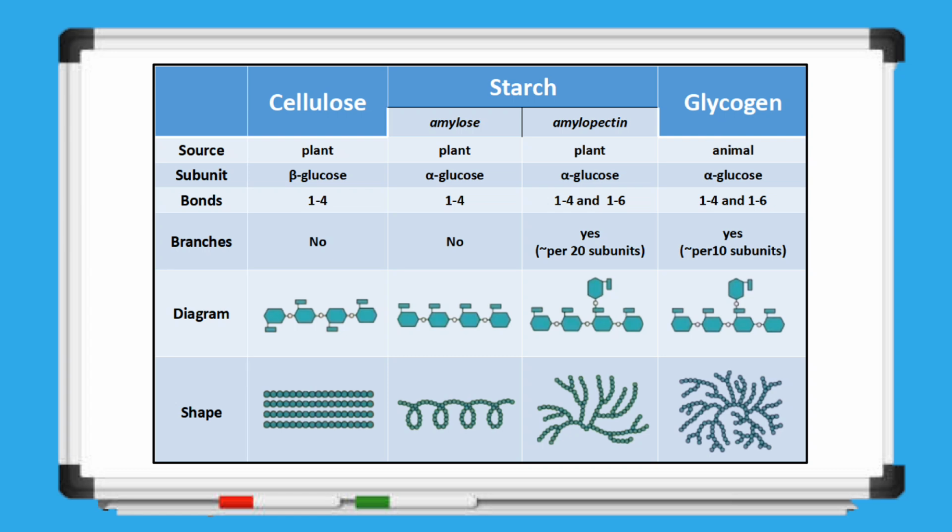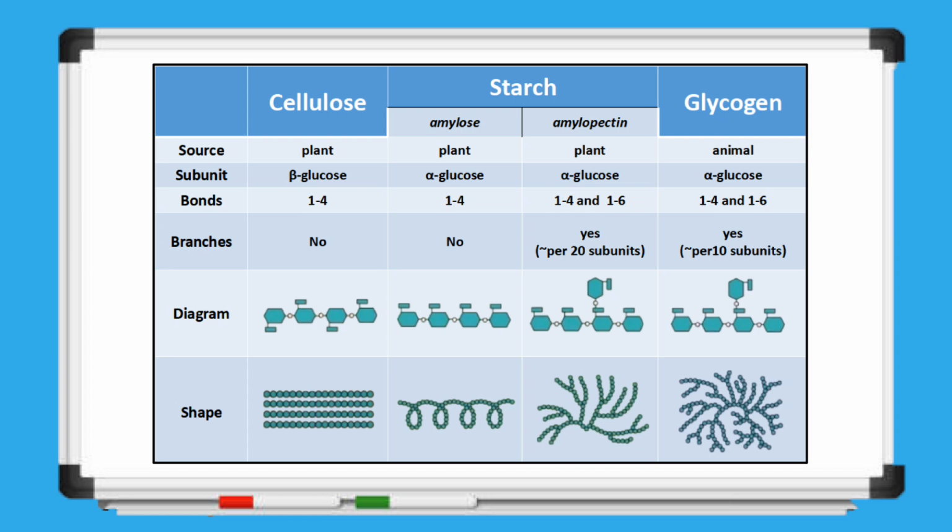Next, we have starch, also found in plants. It's made from alpha-glucose molecules and comes in two forms, amylose and amylopectin. Amylose has 1,4 linkages and forms a spiral shape with no branches. Amylopectin, on the other hand, has both 1,4 and 1,6 linkages, which means it does have branches. These branches make starch more compact and easier to break down when the plant needs energy.